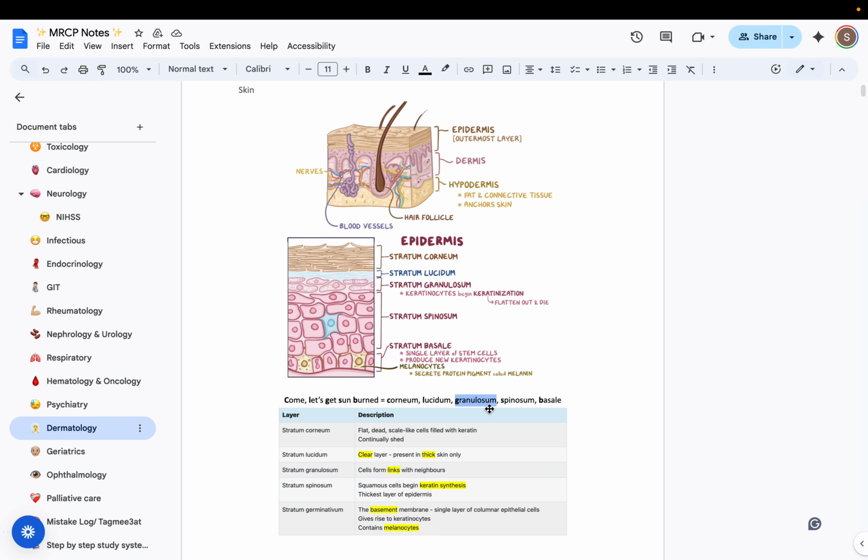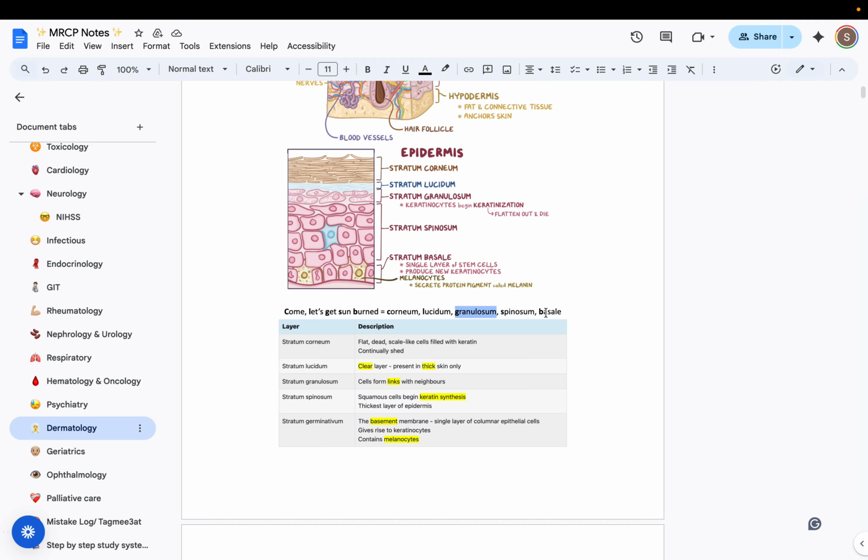Okay, and then spinosum. Spinosum is where squamous cells are present, and they start keratin synthesis, and it's the thickest layer. And then stratum basal. This is the one that has the melanocytes. Another name for it is germinativum.